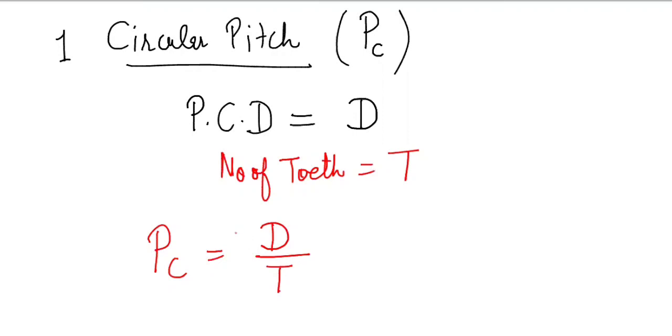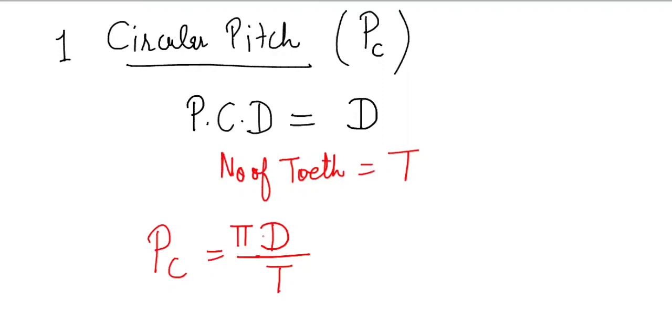But I need to multiply one more thing, pi D. So it is the circumference of the pitch circle. Pitch circle circumference upon the number of teeth. So this becomes the circular pitch.